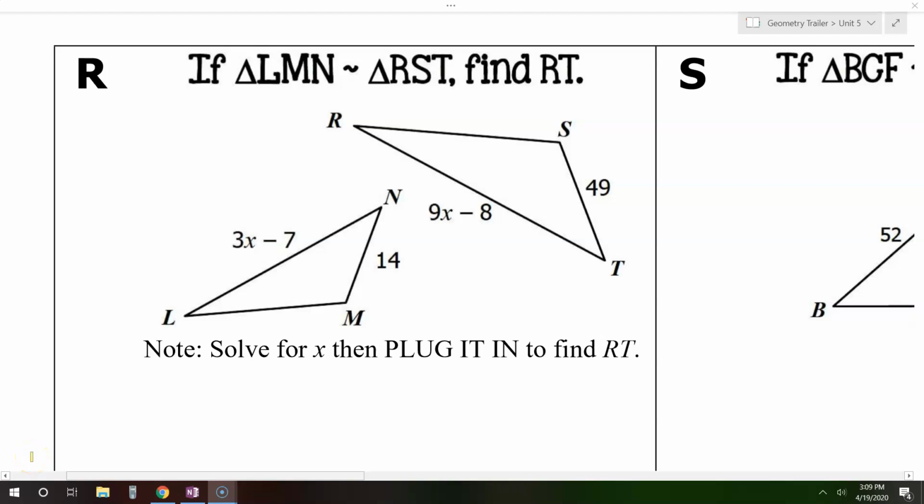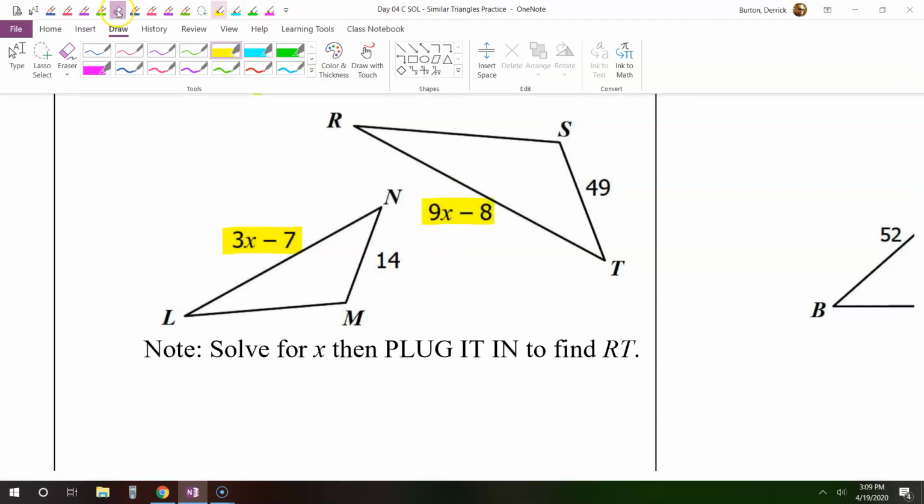In this video, I will show you how to find the unknown values when you're looking at similar triangles. The first step is to match up your corresponding sides. So for example, I see we have 3x minus 7 right here. That is LN. Here's L and here's N, beginning and end. That's going to correspond with RT. And here's RT right here, so those are corresponding sides.